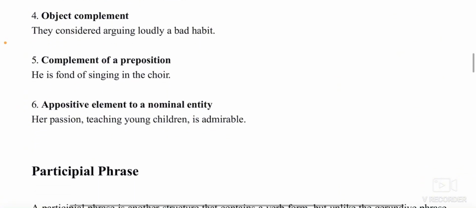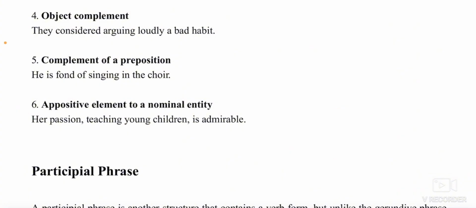Another one is appositive element to a nominal entity. An appositive element functions like an adjective, but it's not an adjective. Maybe I'm still going to make a video on this to differentiate between an appositive element and an adjective. An adjective also gives more information, but the structure is always different. It's like a noun talking about a noun. That's what we call appositive. But an adjective is another part of speech on its own.